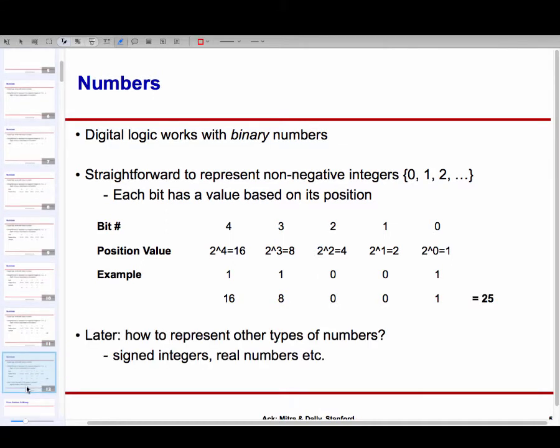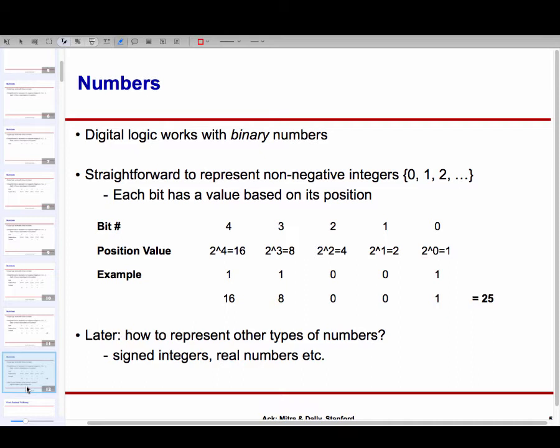So the question then becomes, how can I represent other kinds of numbers? If you think of code that you may have written, or just generally in our life, numbers that we deal with, we often have to deal with signed numbers. We have to deal with real numbers, the real number line, so they have fractional parts and all. We may want to represent fractions and imaginary numbers and all different kinds of numbers. So we have to find ways to express those.